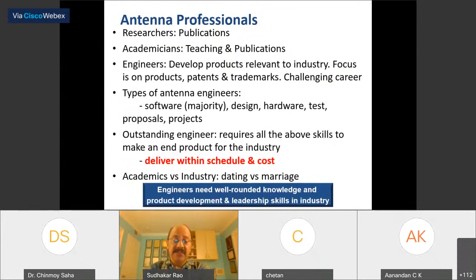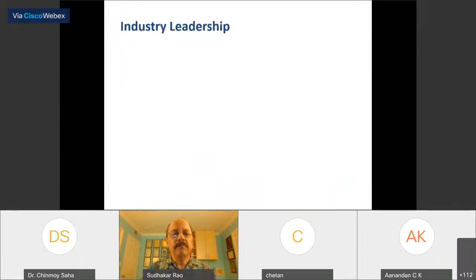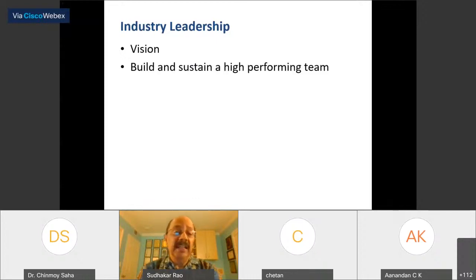So engineers need well-rounded knowledge, product development and leadership skills in the industry. So what is industry leadership? Of course, you need a vision. You're envisioning not just for now, but for the future. I think you have to see what is there 10 years from now. Sometimes you have to plan R&D and make things happen, and see what others are doing.